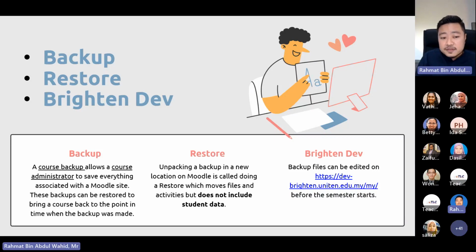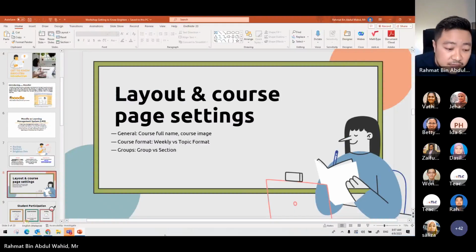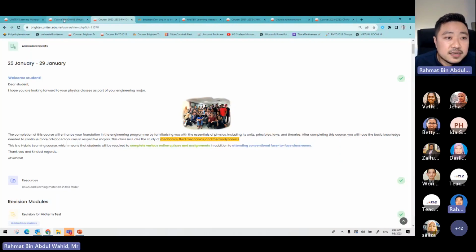After you do the backup, for example, you should be teaching in semester one, and then something happened and the class is cancelled, it is not offered. You can still do the editing at this website, which is dev.brighten.unitan.edu.my. You can edit your course, and then again you can do backup and restore before you apply it to the intended semester. With that, we're going to take a look now at the Brighten course page.